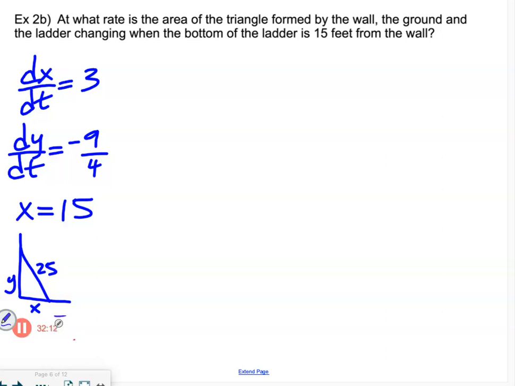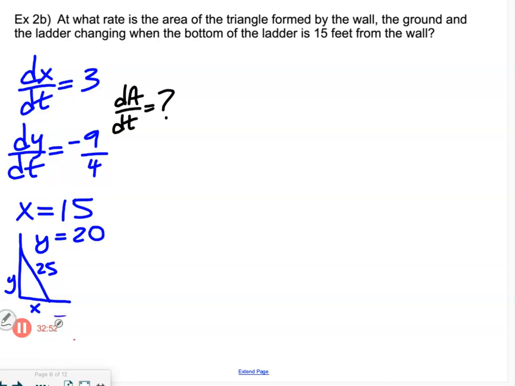All right, so at what rate is the area of the triangle formed by the wall, the ground, and the ladder changing? So what are we looking for? The rate of change of the area. Yes? Oh, sure, we could write y equals 20. Absolutely, good point. So what are we looking for? What rate of change? The rate of what? Area. So how would I write that in calculus notation? dA/dt, the rate of change of the area. So up here with my given stuff, I'm going to write dA/dt equals question mark.